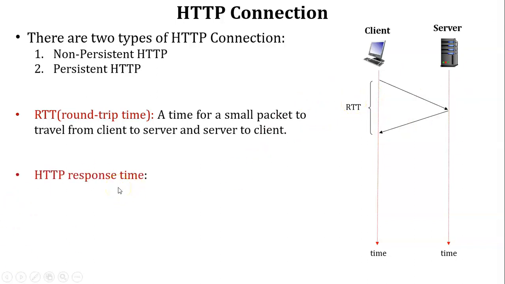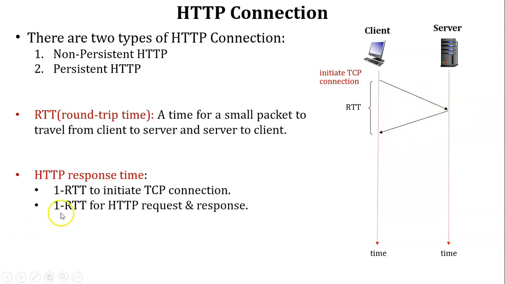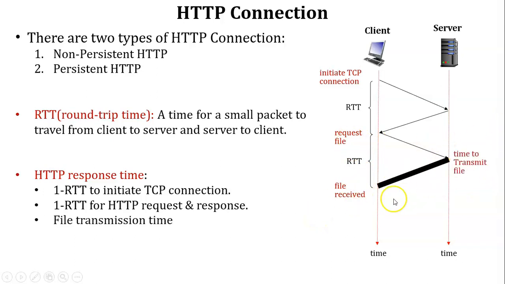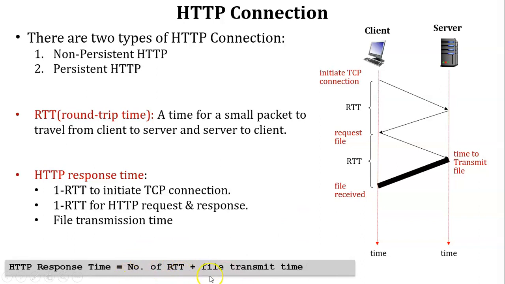The next term is HTTP response time. So how can we calculate HTTP response time? To calculate HTTP response time, we need one RTT to initiate the TCP connection. Now see in this diagram, there is one RTT to initiate the TCP connection. Here the TCP connection is initiated by the client and accepted by the server. The next thing required is one RTT for the HTTP request and response. Let us see in the diagram. The client sends an HTTP request to the server. The server sends a response to the client. So there is one RTT for the HTTP request and response. And the last parameter is file transmission time. Based on these three parameters, the HTTP response time is equal to the number of RTTs plus the file transmit time. Now let's discuss non-persistent HTTP.